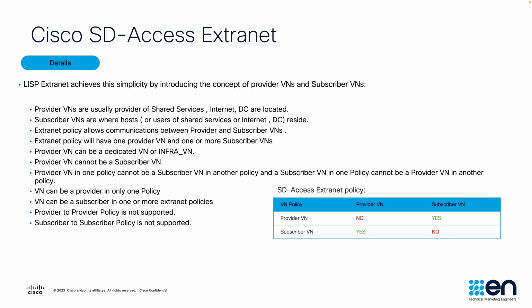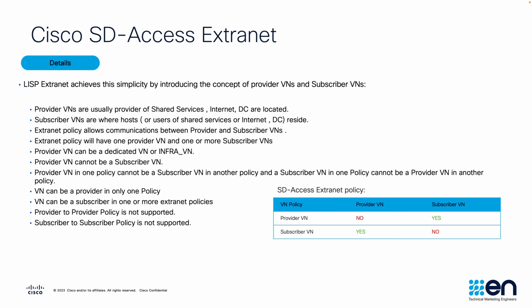When building the extranet policy, it is important to adhere to some of the rules. The policies can only be created between provider virtual networks and subscriber virtual networks, and not between provider to provider or subscriber to subscriber. An extranet policy consists of a single provider VN and one or more subscriber virtual networks. A provider VN can be a dedicated virtual network or an infra virtual network, which is part of the DNA Center, but it cannot be a subscriber virtual network.